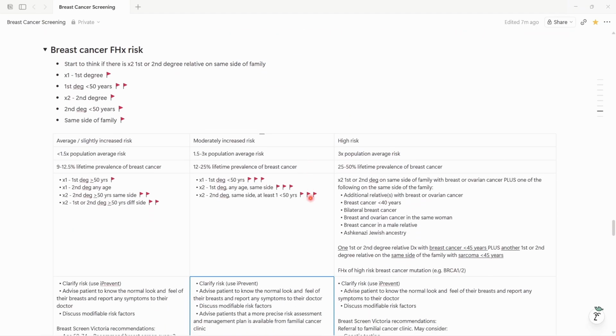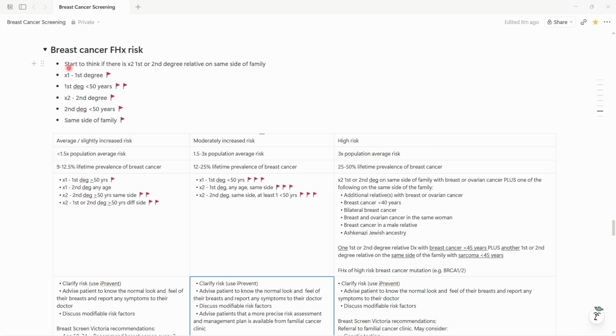Now we'll talk about breast cancer risk based on family history. Based on a patient's family history, you can categorize them into 3 categories of risk levels. The lowest one is an average or slightly increased risk. The middle one is a moderately increased risk. And the third category is a high risk.